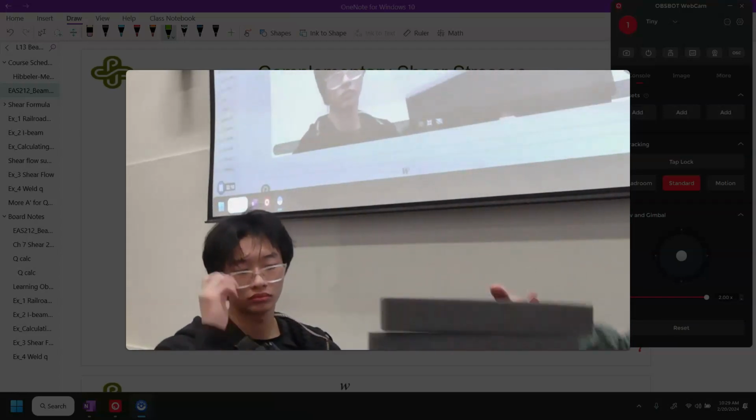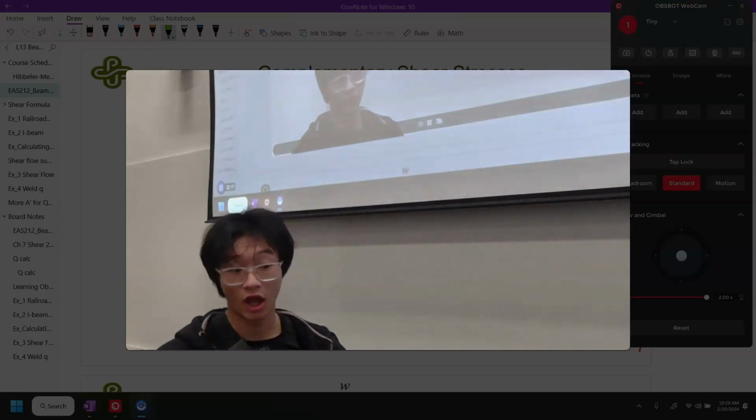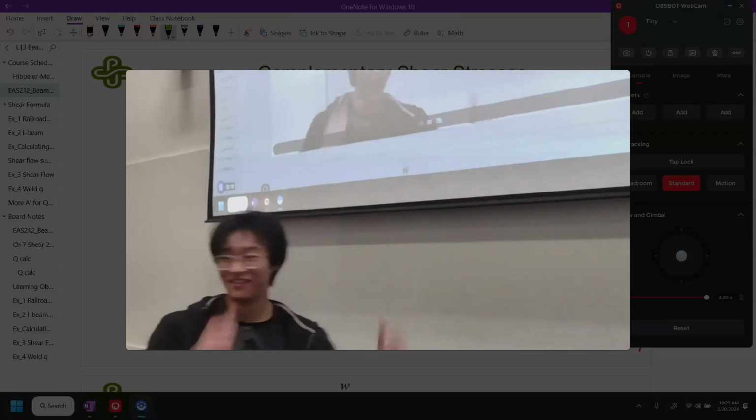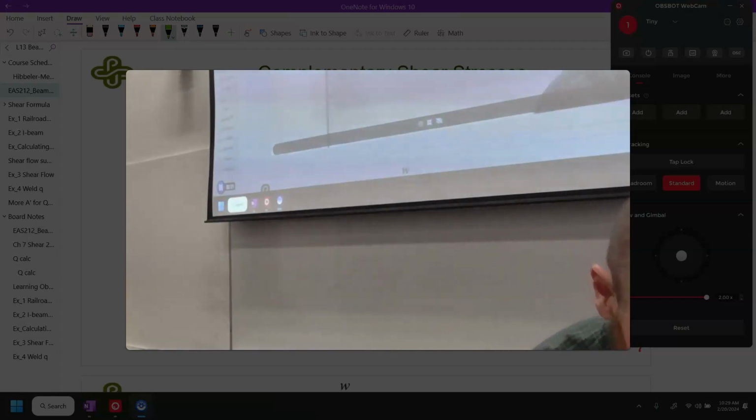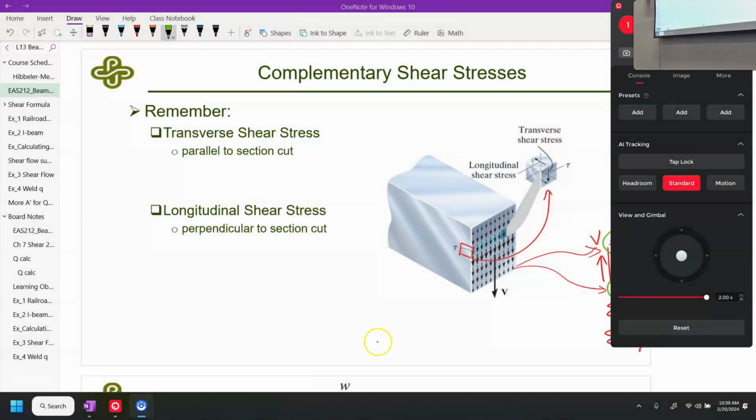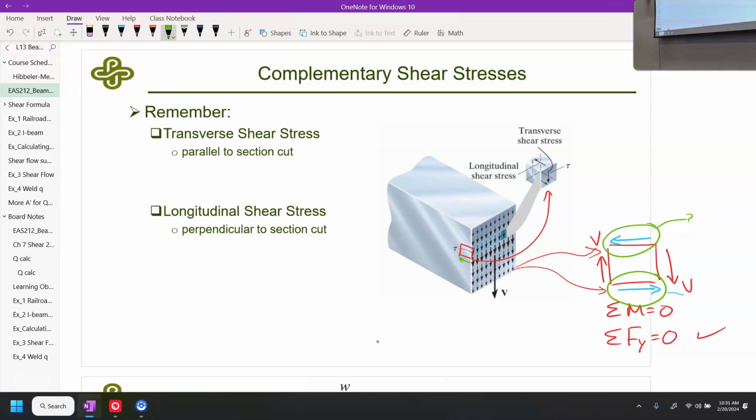I don't know if that makes sense, but that was intended to be a little visual demonstration, just trying to illustrate those longitudinal shear stresses, or actually it would be in that direction, and how they come into play in our member.